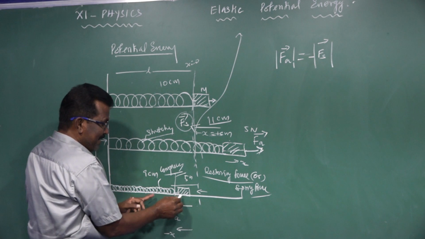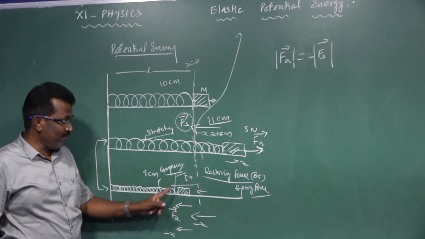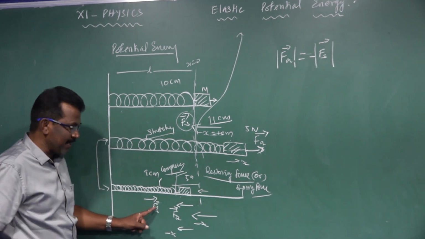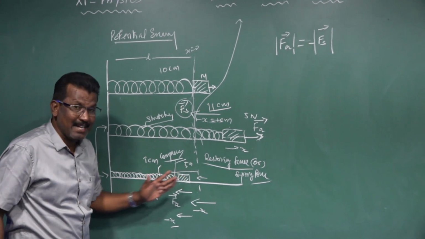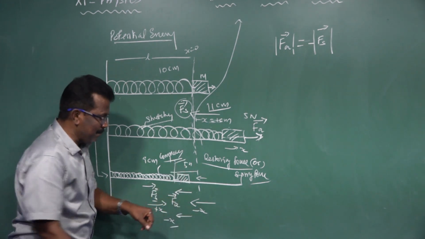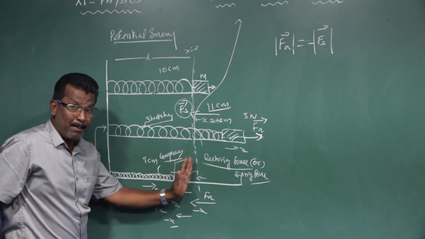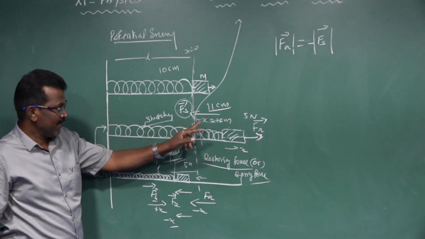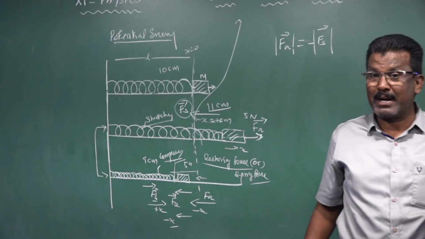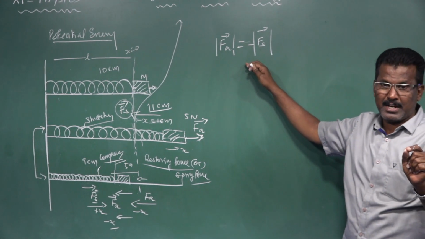That is the negative x-axis. But in this case, I am applying the force along the negative x-axis, the same 5 newtons. At the same time, another 5 newtons, Fs, the restoring force or spring force, acts in the opposite direction of the applied force. Now the spring force acts along the positive x-axis. The applied force is acting along the negative x-axis, and the spring force along the positive x-axis. In both cases, here it is stretching, here it is compressed. In both cases, the applied force is always equal to the spring force. The magnitude of the applied force is equal to the magnitude of the spring force, but they are in the opposite direction.